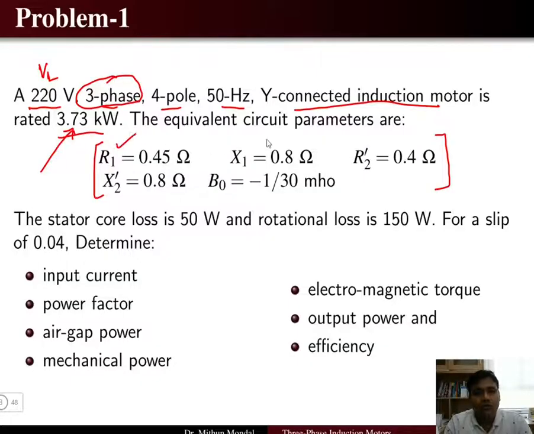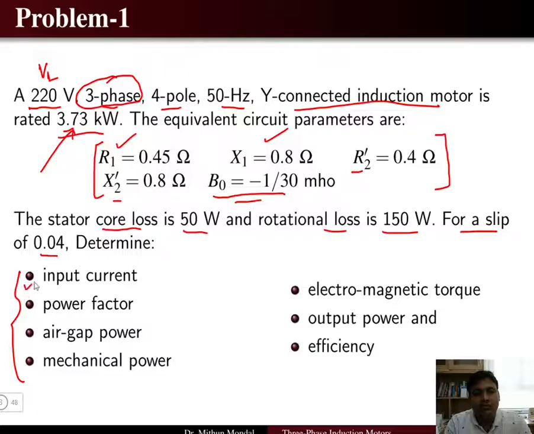So R1 and X1 basically are the resistance and the reactance on the stator side, whereas R2 dash and X2 dash are basically the rotor resistance and reactance that are referred to the stator side, and B naught is basically the susceptance, that is the parallel branch. The core loss on the stator side is 50 watt and the rotational loss is 150 watt. For a slip of 0.04, determine the following quantities.